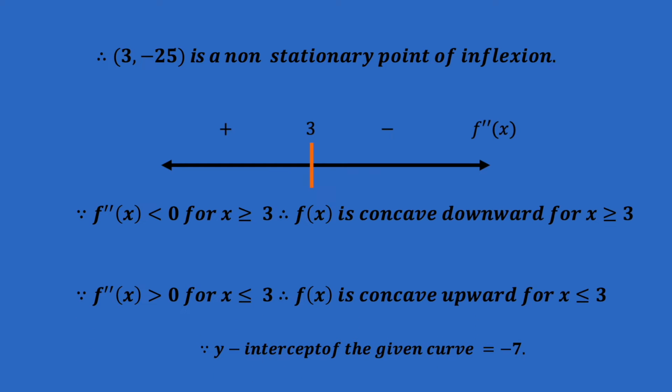Now since double derivative is negative for all x greater than or equal to 3, therefore curve is concave downward for x greater than or equal to 3. However, double derivative is positive on the left side of 3, so curve is concave upward for x less than or equal to 3. Now we have sufficient information to sketch the curve. If possible, we can mark the y-intercept from the curve so that we can sketch the most appropriate curve.